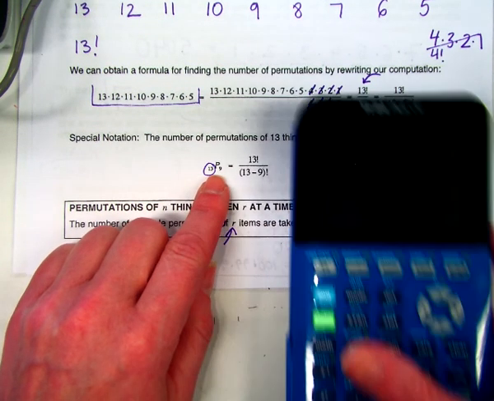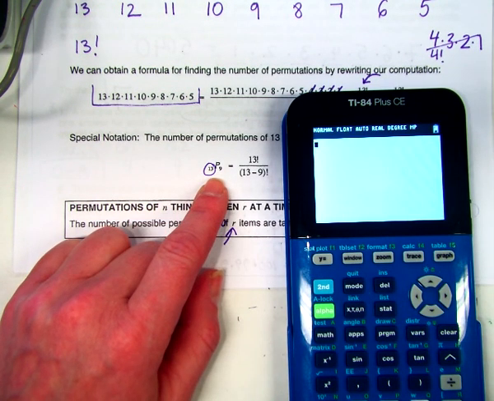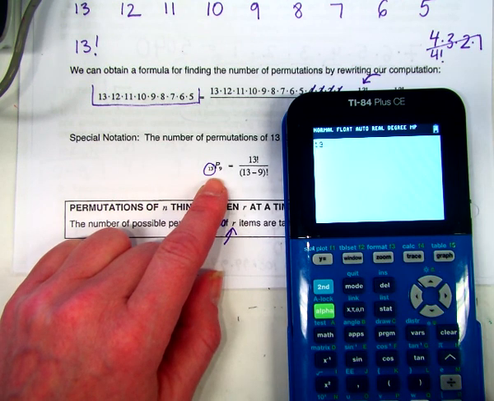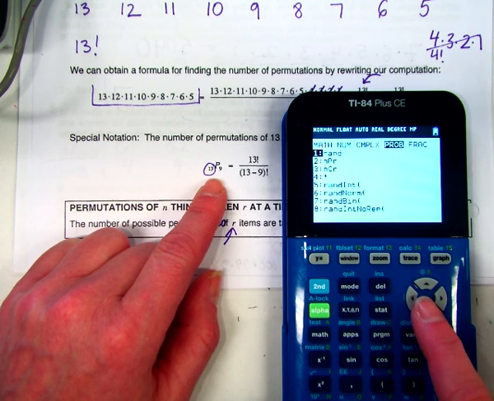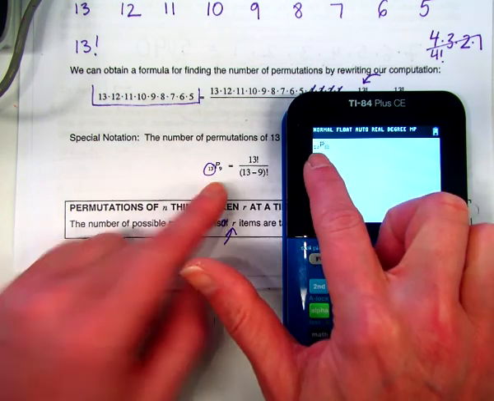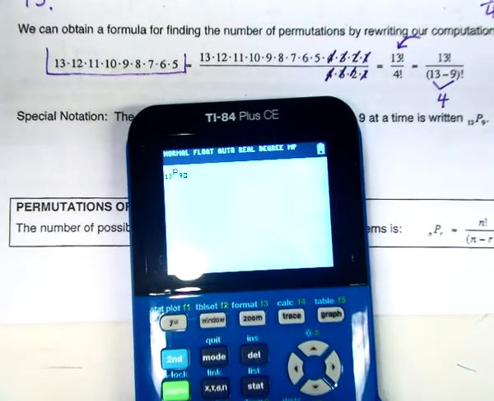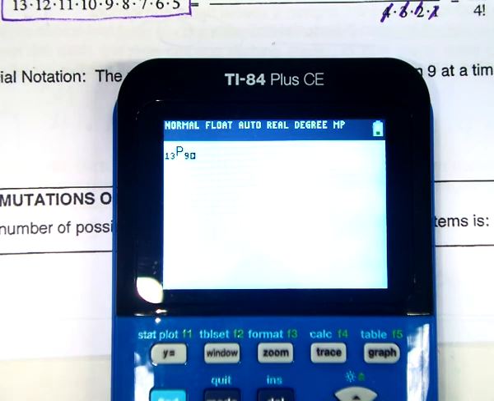Let's actually type this in. On your calculator, the bigger ones, you will have to type 13 first, and then go to math, probability, number 2. Yours is going to look a little different than mine. You're going to have a bigger 13. And then we are picking 9. So what it looks like is 13P9. Hit enter. What do you guys get?